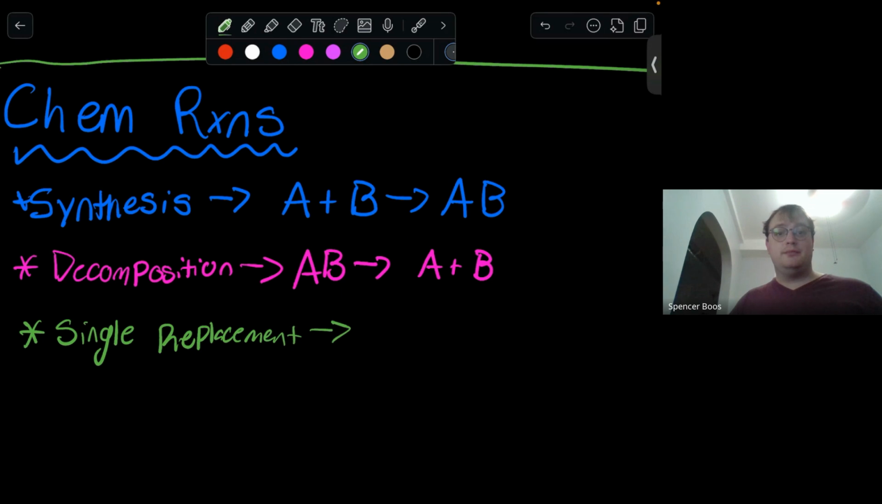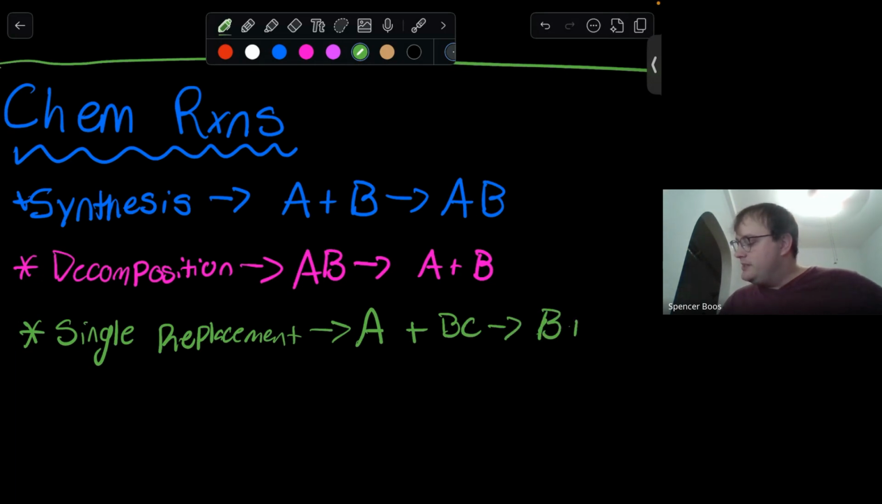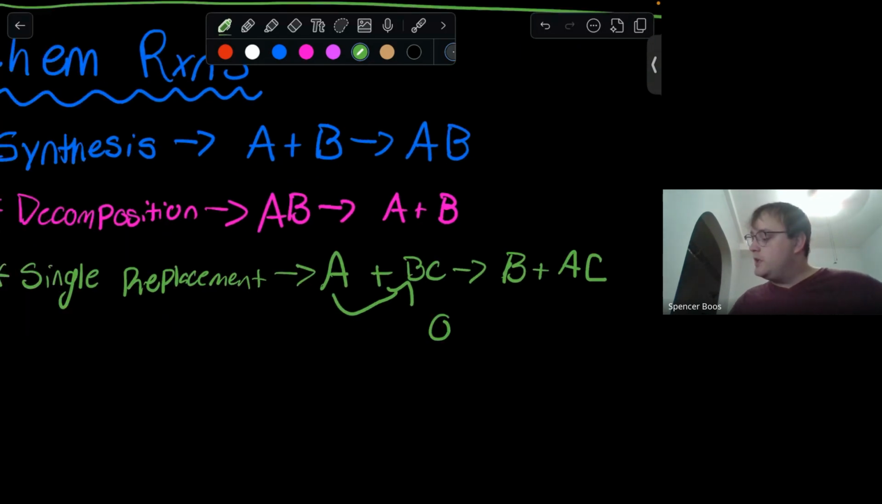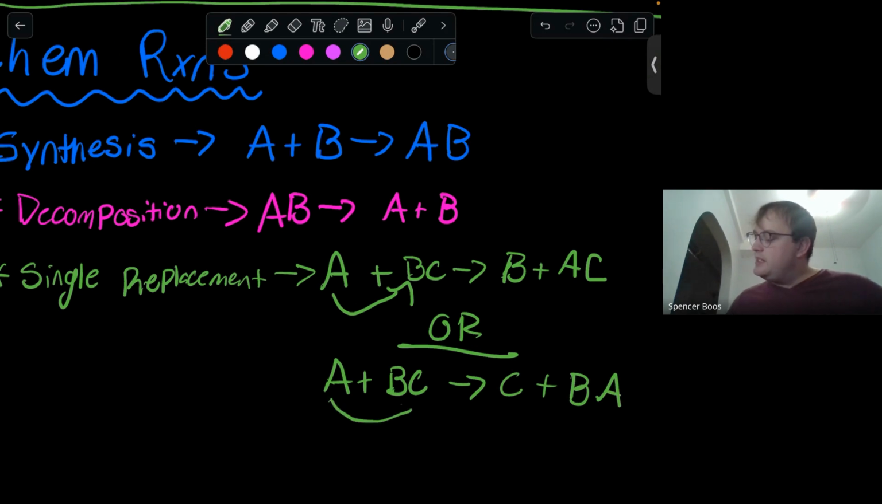Single replacement. 1 thing is getting kicked out. That's it. Right? 1 thing getting kicked out. A plus BC yields B plus AC, right? Where this A has kicked out this B. We additionally see this in another case where we've got A plus BC yields C plus BA, where this A has instead kicked out the C. So we see it in both cases.